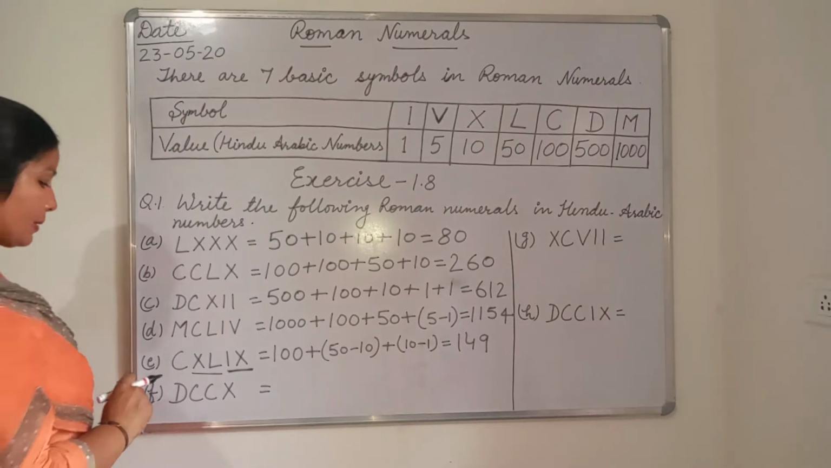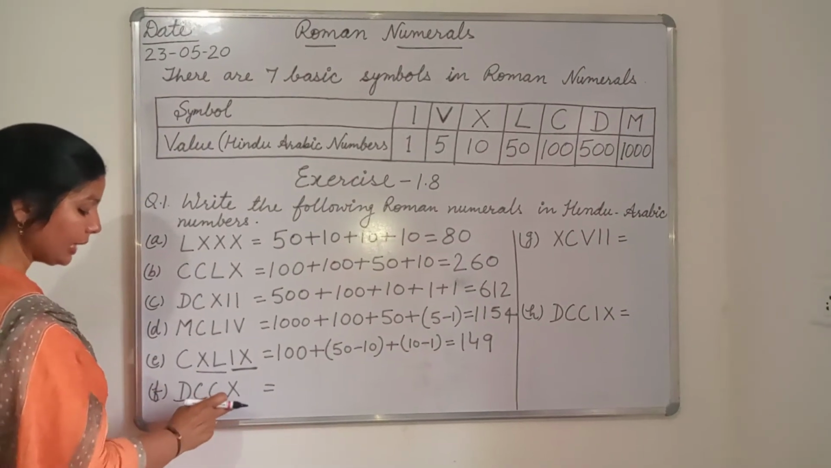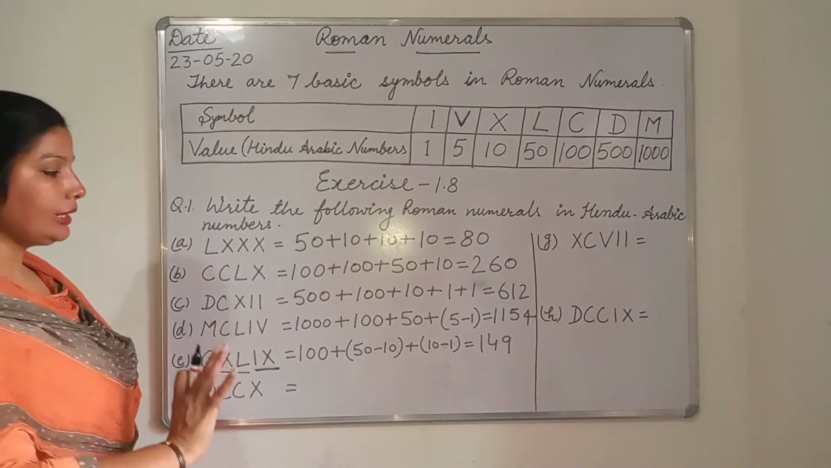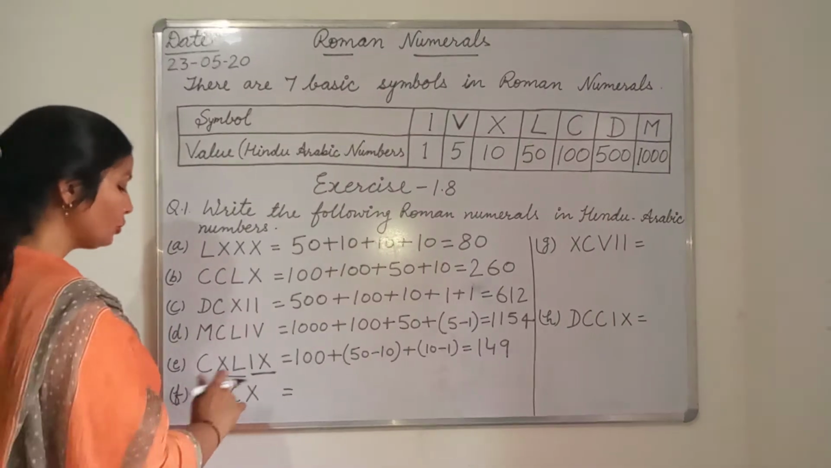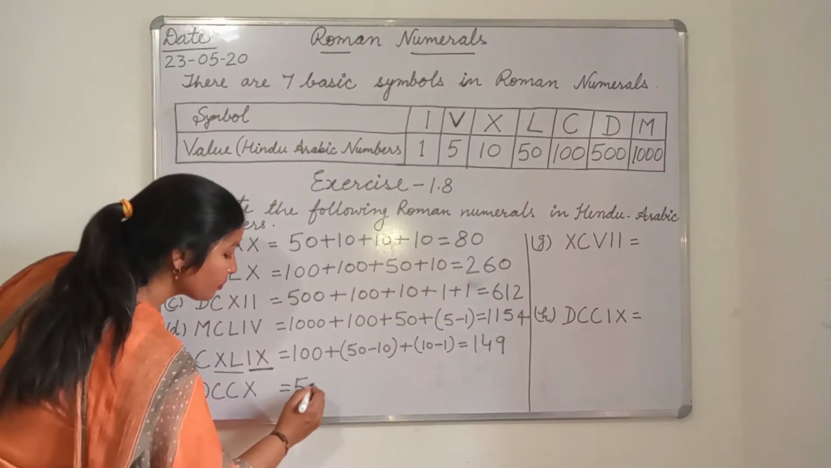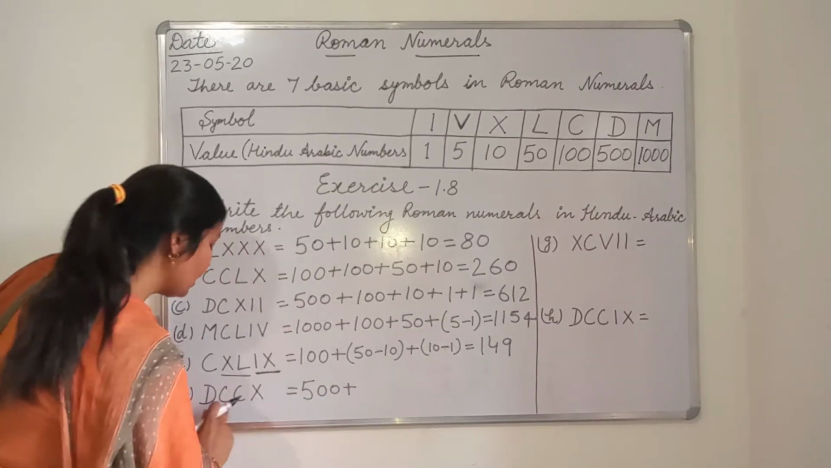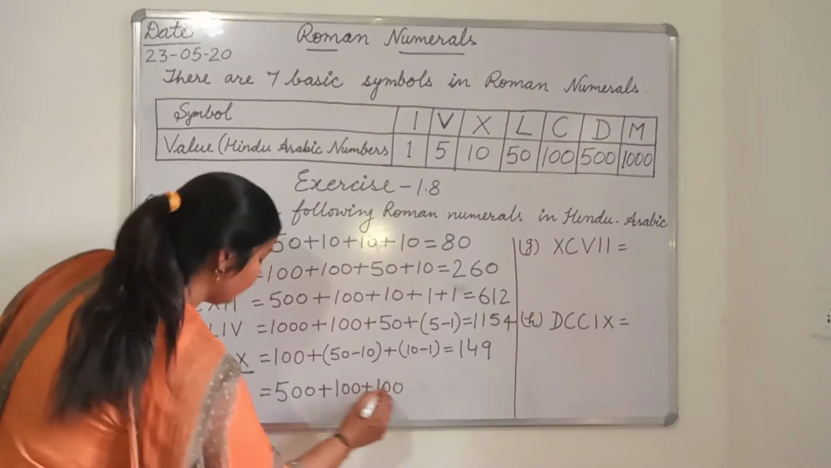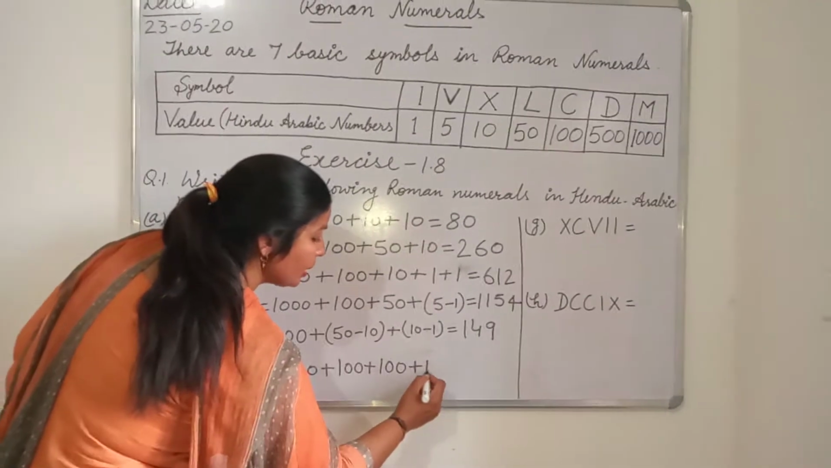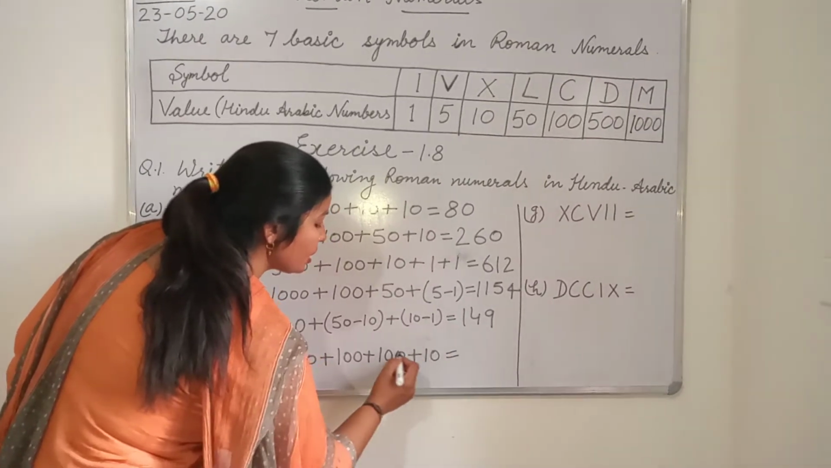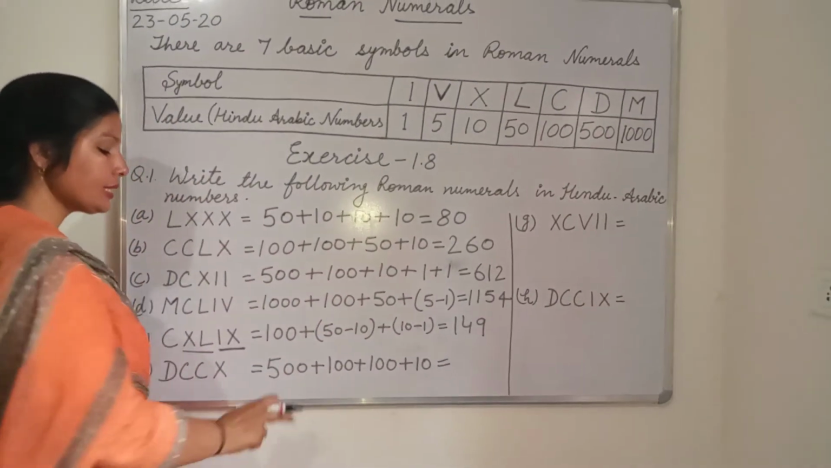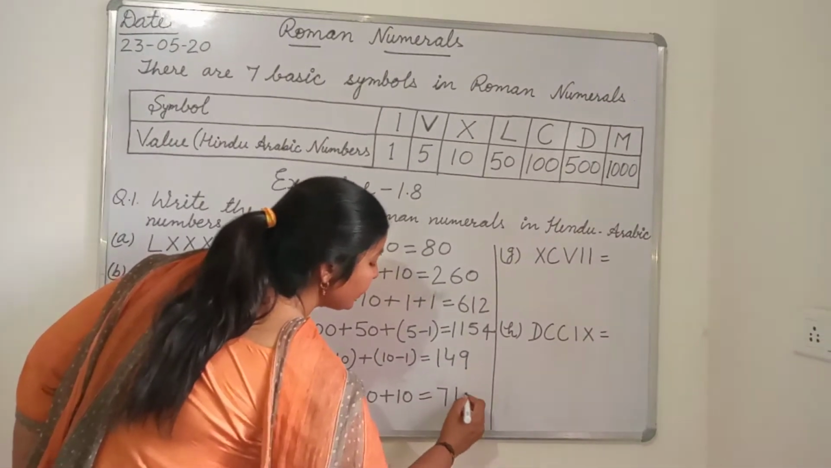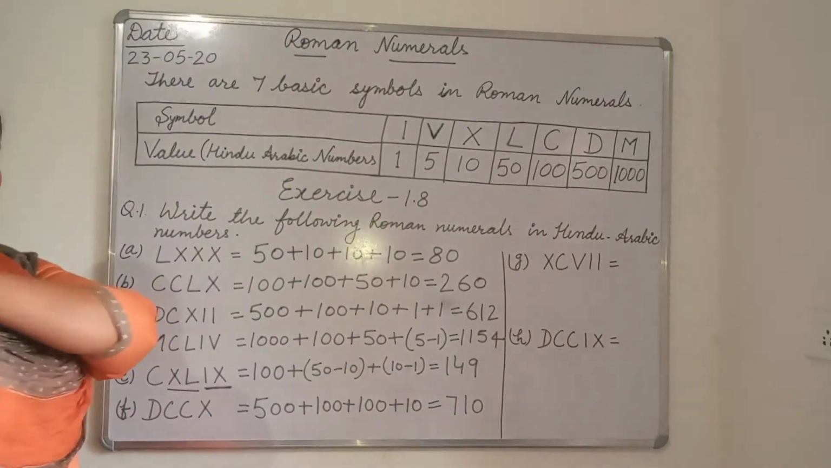Okay, next is D, C, C, X. Big, small, small, small. Means all are in addition. There is none in subtraction. So D means 500, C means 100, again C means 100. Then we have 10. Add these all and you will get your answer. 500 plus 100, 600. 600 plus 100, 700. 700 plus 10, 710. That's your answer.